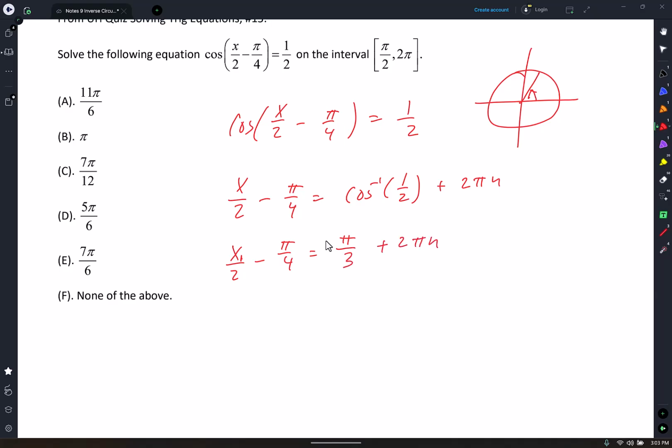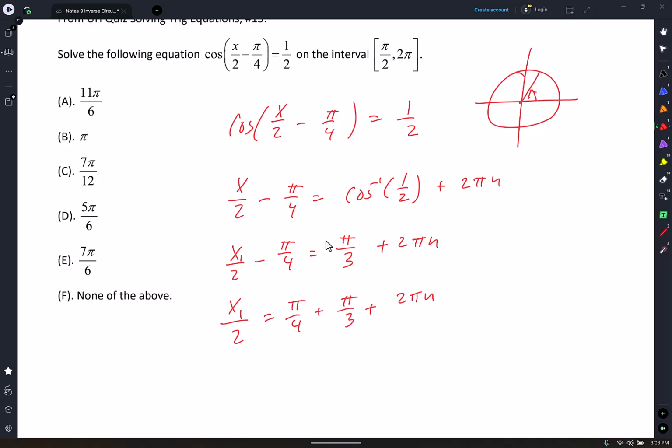Do you guys see what we did? And now I'm just going to move that pi over 4 to the right. x1 over 2, that's a subscript, equals pi over 4 plus pi over 3 plus 2 pi n. I haven't done anything crazy, guys. You go back and explain it.